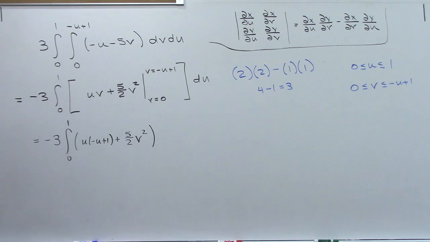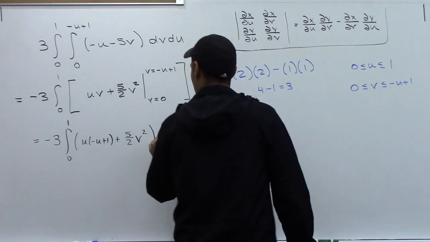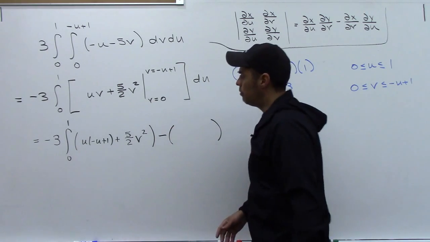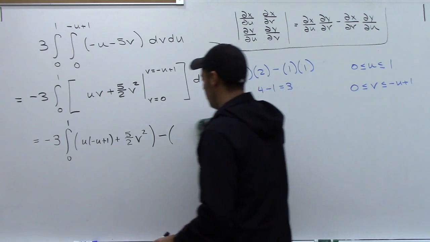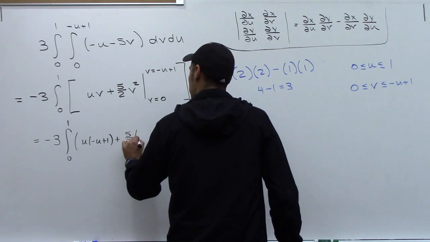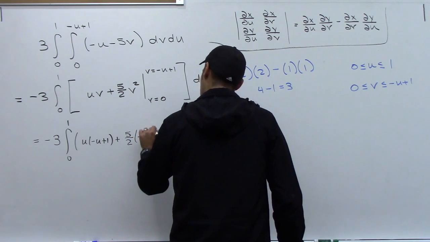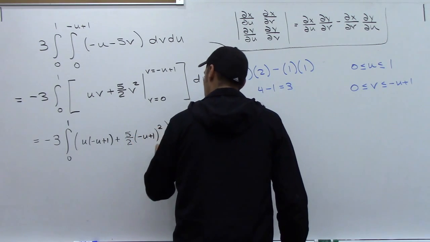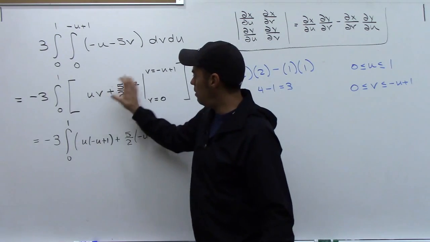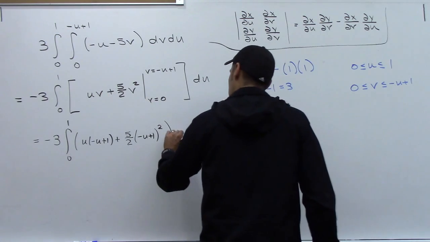And then minus, we replace, oh wait, hold on, v squared, I'm replacing v, oops. This is negative u plus 1 squared, sorry. Now what we do is we plug in 0 for v, so that's gone, so I don't have anything there. du.